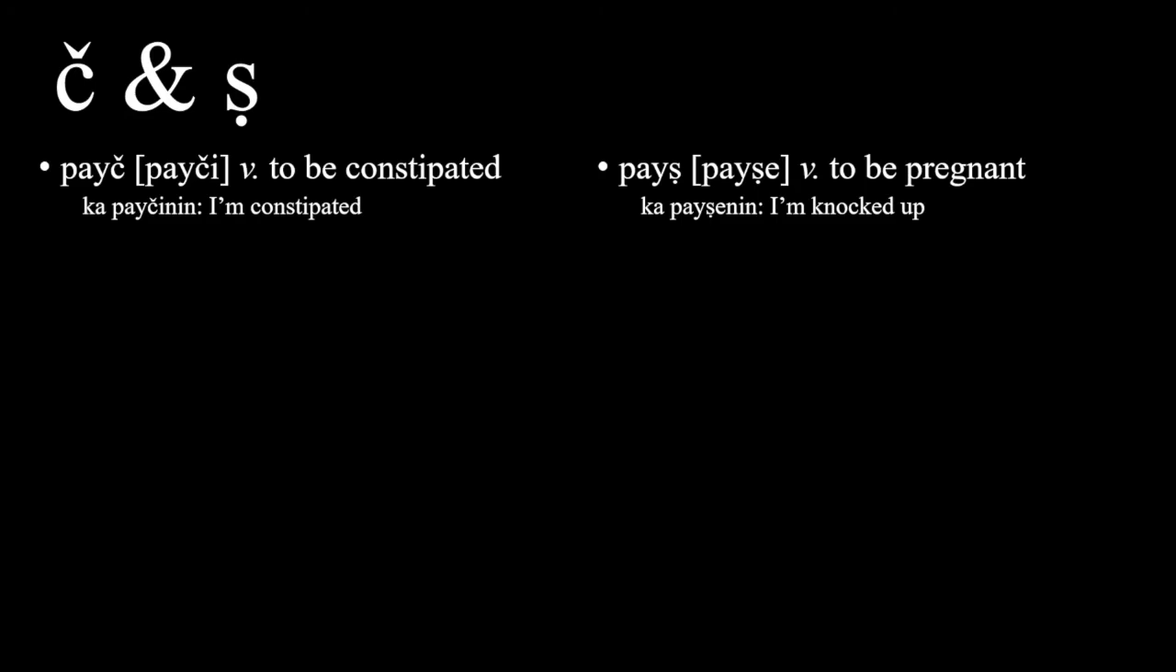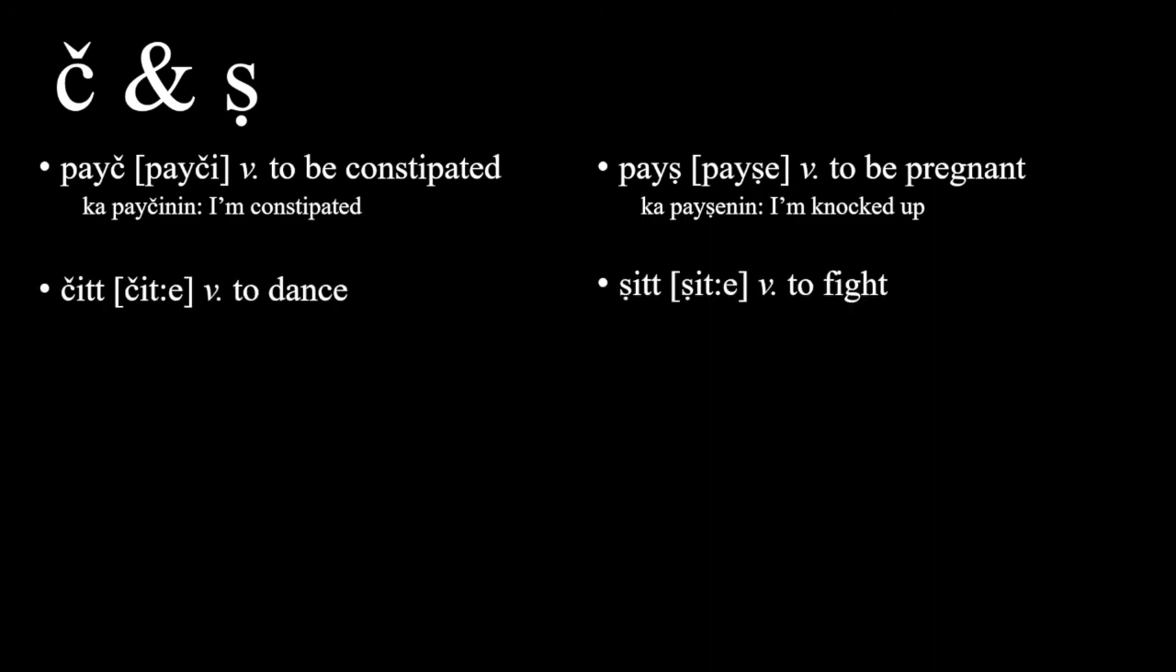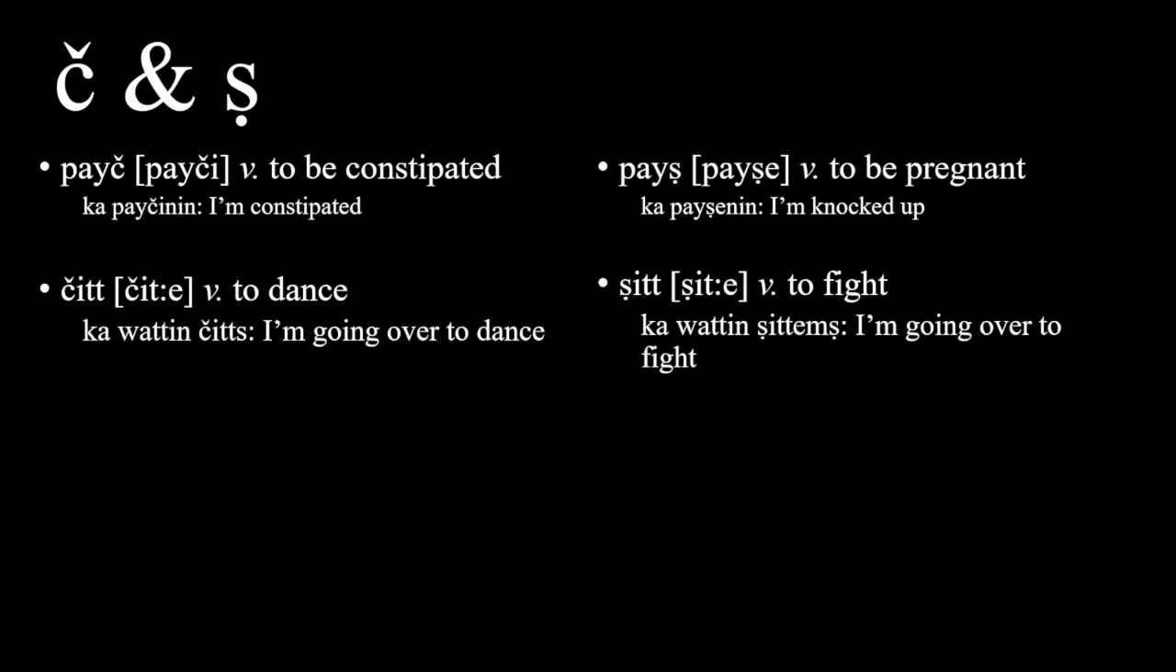They start off very similar, but over time, once you hear the ch and the sh, I think it's very easy to hear the difference. So let's look at cheat and sheet. So to dance and to fight. Kawatin cheat. Kawatin sheetemsh.